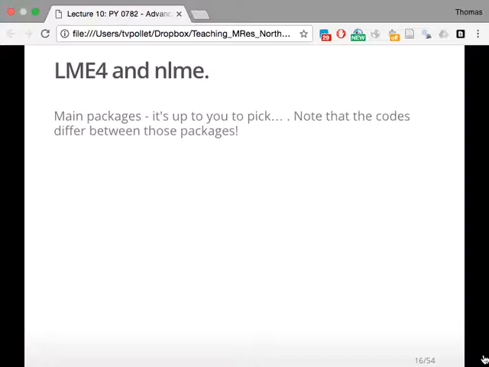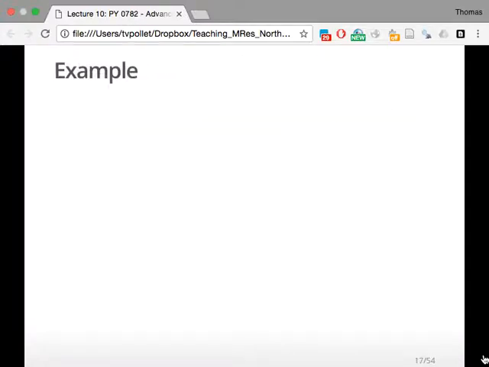Your results will be roughly the same if you pick LME or NLME. There's some intricacy. For example, LME4 doesn't print p-values. I'll return to that. NLME does print p-values. There's an entire history and statistical fights behind this, and I'll say a little bit about that later. But note that the codes differ between packages, so it's perhaps quite confusing because some of the code which works for one package doesn't work for another, because they have different syntax as to how you write the equations. I'll give you some examples later.